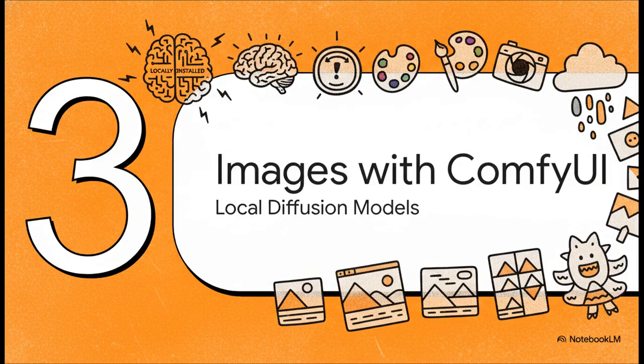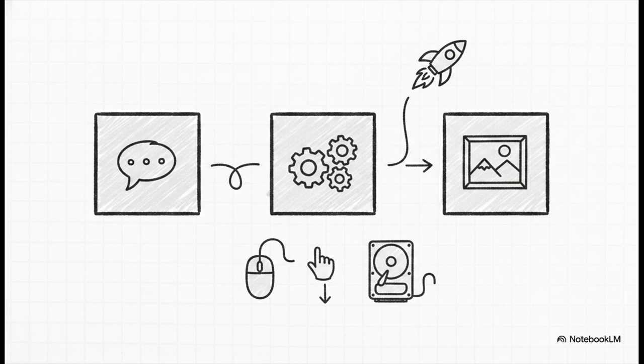Part 3. Image Generation with ComfyUI. All right, so we've successfully installed the brain locally. Now let's step out of the text world and look at how we can create stunning visual assets securely right on our own hard drive.